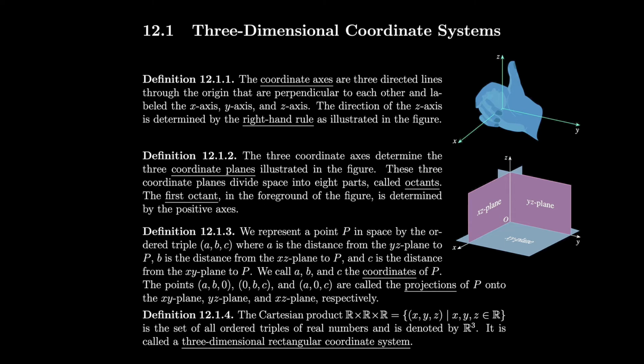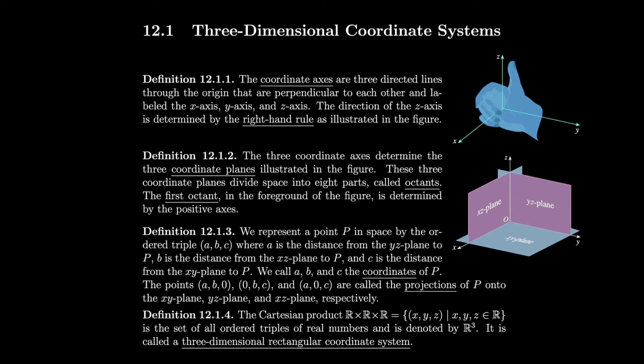We represent a point P in space by the ordered triple (a, b, c), where a is the distance from the yz plane to P, b is the distance from the xz plane to P, and c is the distance from the xy plane to P. We call a, b, and c the coordinates of P. So a is the x-coordinate, b is the y-coordinate, and c is the z-coordinate.